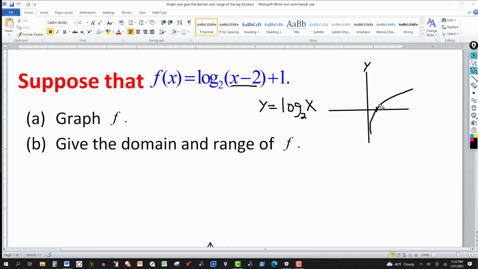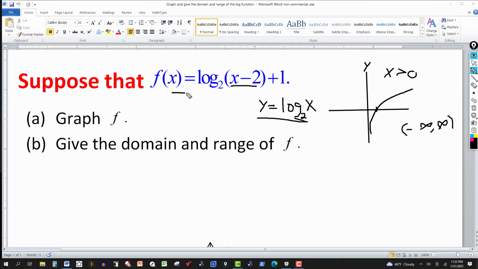So if I say, what is the domain of this? Domain relates to x. That would be the set of all x such that x is greater than 0. The range, you can see this goes down to infinity. It goes up to infinity. The range would be minus infinity to infinity. That's for this one here.